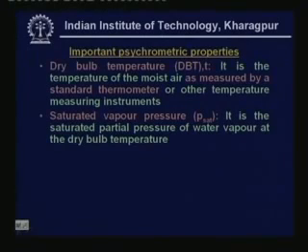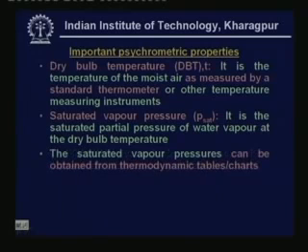The next important property is the saturated vapor pressure, PSAT. This is the saturated partial pressure of water vapor at the dry bulb temperature. The saturated vapor pressures can be obtained from thermodynamic tables and charts. We have seen thermodynamic tables and charts and have used the saturated vapor pressure of refrigerants while doing calculations. For water also, you can use similar tables and charts, and you can get the saturated vapor pressure value if you know the temperature.